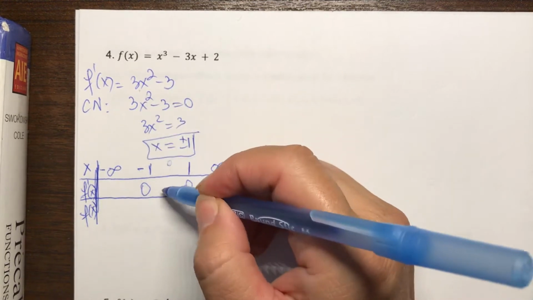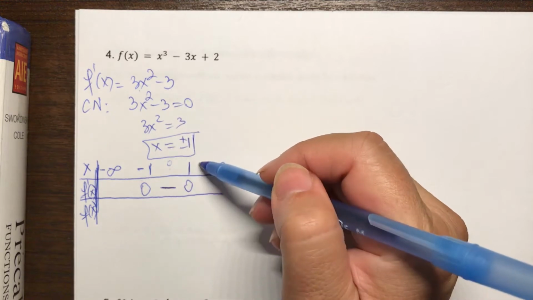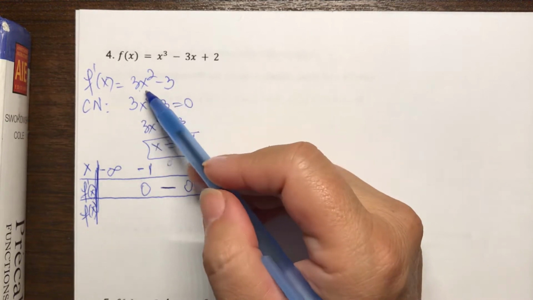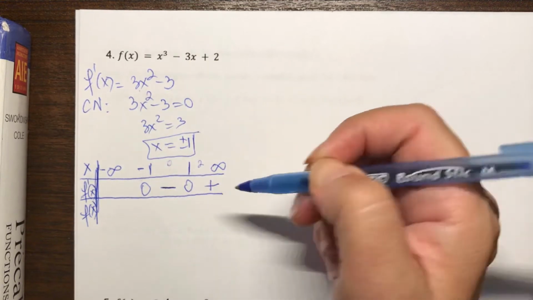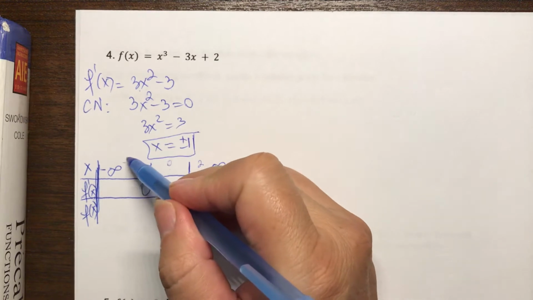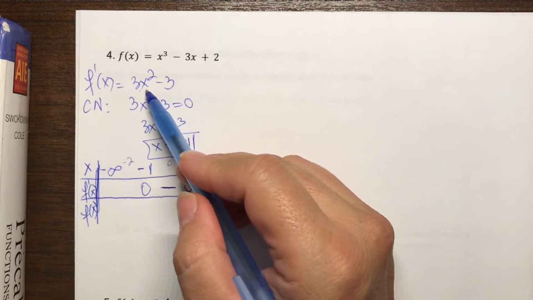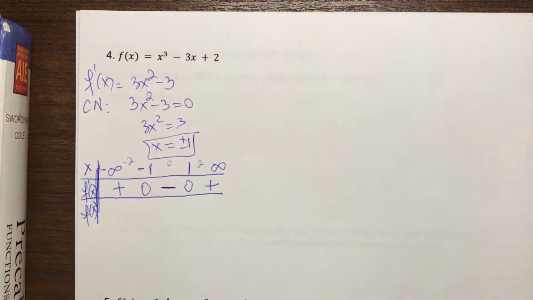Plug it in here, you're going to get a negative value, yes? Put in a number more than 1, let's say a 2. That's a 4, 12, that's going to be a positive, right? -3 stays positive. Pick a number here, let's say -2. -2 squared is also a 4. 12 minus 3 is 9. That's also a positive. So really, as I said, the signs are alternating.